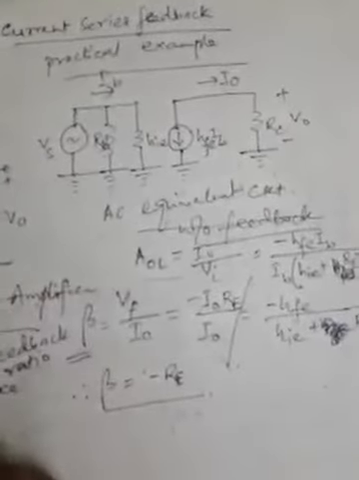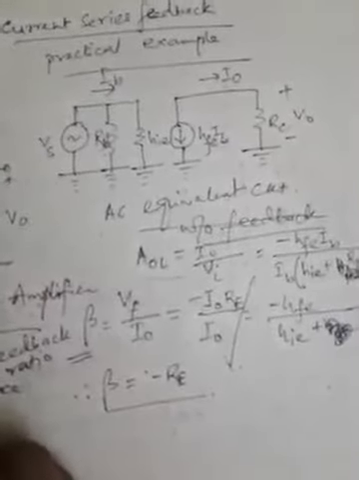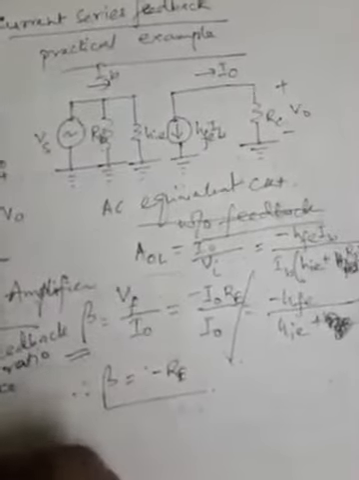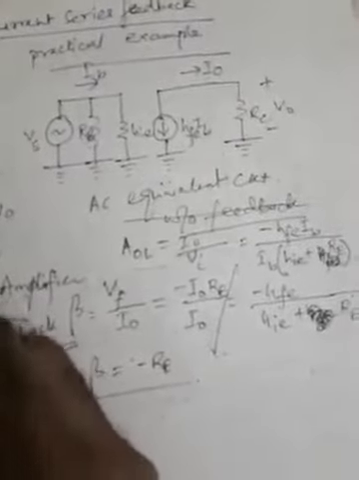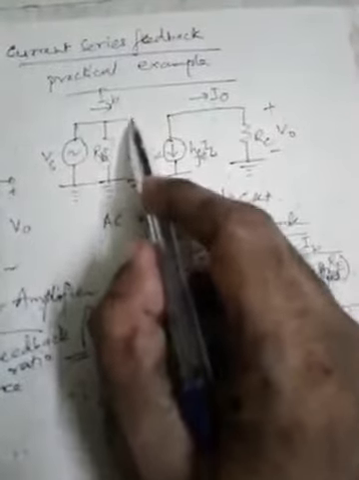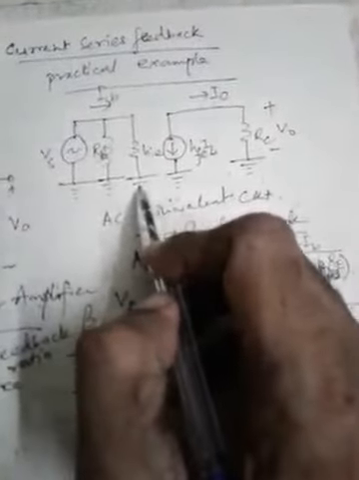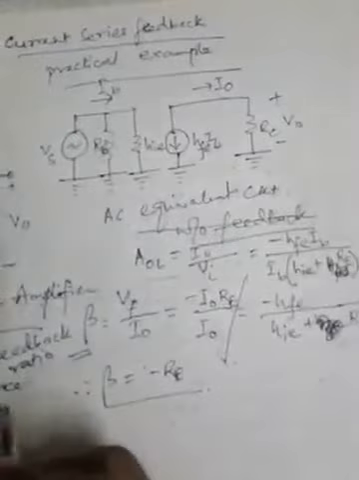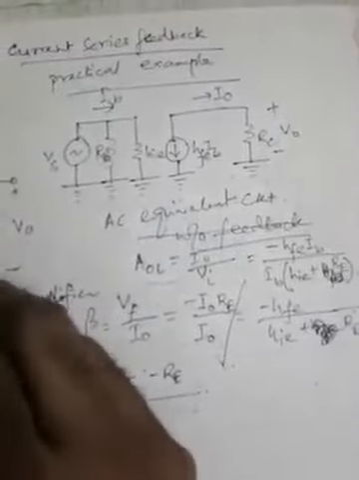So ZI should be RB parallelly connected with HIE plus RE. This is in series. HIE is connected between the base emitter terminal, and you can see this is the base terminal and this is the emitter terminal. So HIE is connected between the two, plus RE, which is also connected between the ground and the emitter terminal.